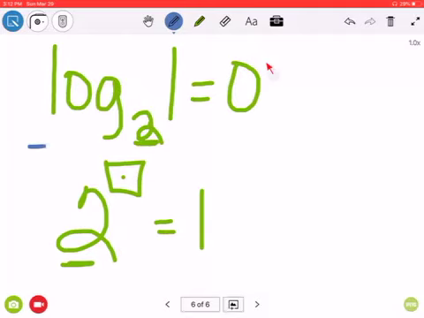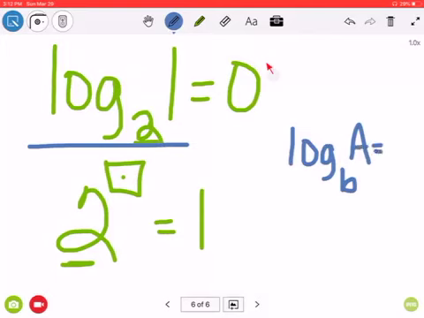And remember, every logarithm, you have your base, you have your answer, it's equal to the exponent. So there's my exponent. And that's what's missing. So this 0 right here is going to come down here. It's what we need to fill in the blank.